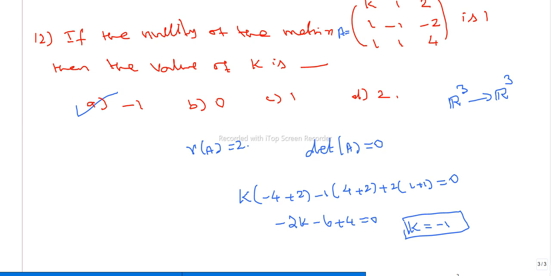Anyway, this is a very simple question. Don't expect this question nowadays. Maybe in the JAM exam they will ask this type of question, but in the GATE examination they will ask more than this. Anyway, depending upon the question setter. Now we move to the next question.